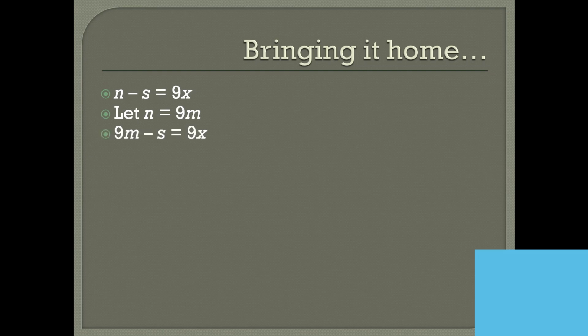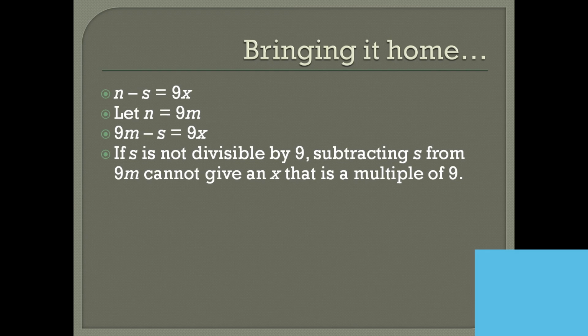That's the same thing as saying 9m minus s equals 9x. Now, if this is true, and it has to be true, that 9m and 9x are both divisible by 9, then necessarily it must follow that s is divisible by 9 as well. After all, if s is not divisible by 9, then subtracting s from 9m would result in an x value that is not divisible by 9. Think of it this way. If we start off with m lots of 9, and we subtract some value of s, and we end up with x lots of 9, then the value that we subtracted had to be some number of 9s.